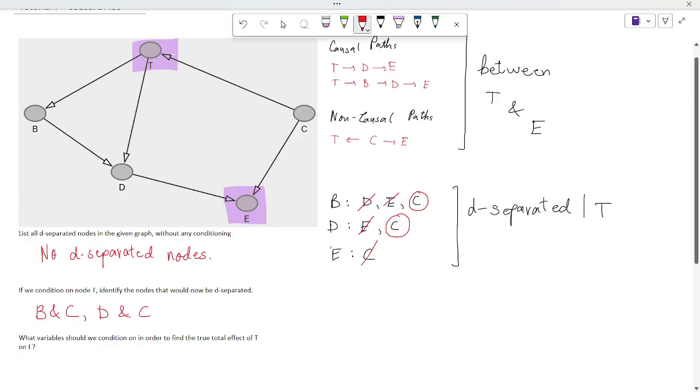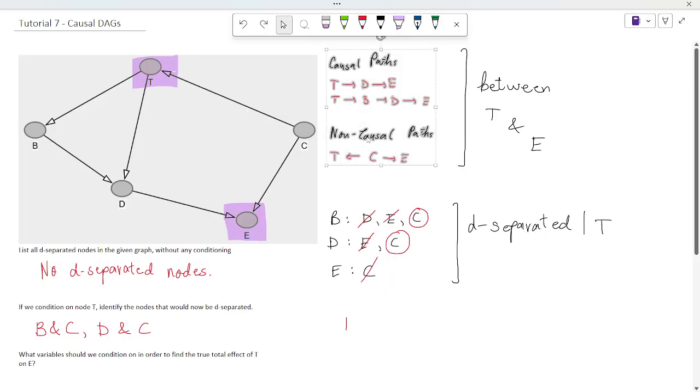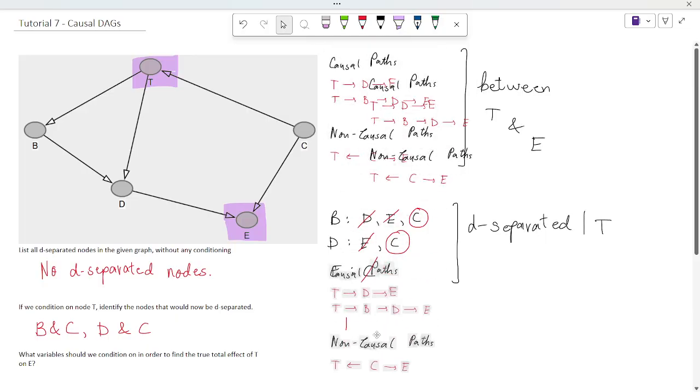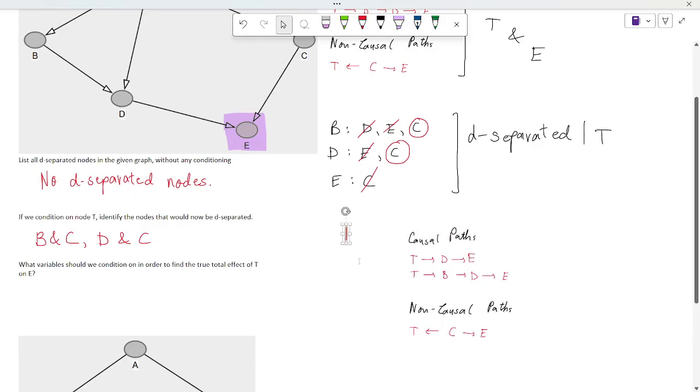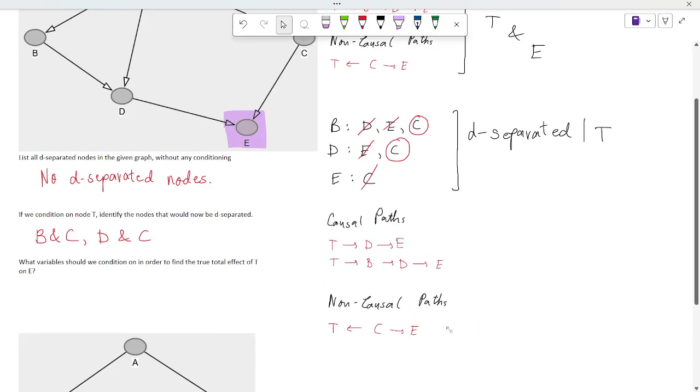So I think T and E के बीच में सबसे पहले I observe a path over here. Oh, actually the coolest thing is that I already wrote down all the causal and non-causal paths between these two, so I can just use this. Like I don't need to write that again. All right. So even I can get rid of this as well. These are all the paths between T and E.